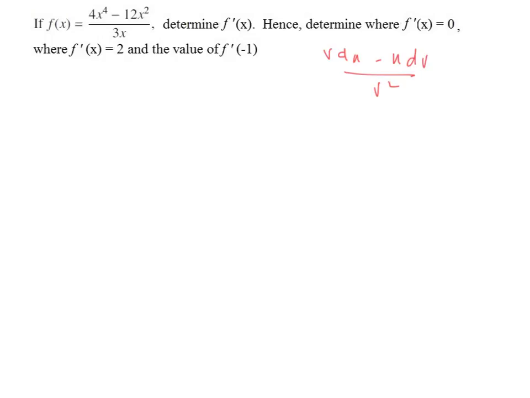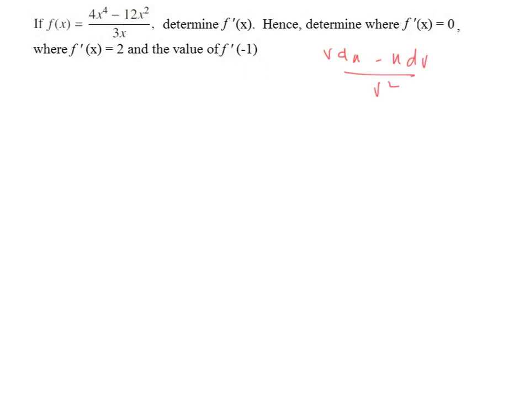What we're being asked to do here is to differentiate this thing here. Determine f dash x. Determine when f dash x equals 0, that might be used for turning points. Determine when f dash x equals 2, so where the gradient is 2, and then also to determine the gradient at x equals negative 1.